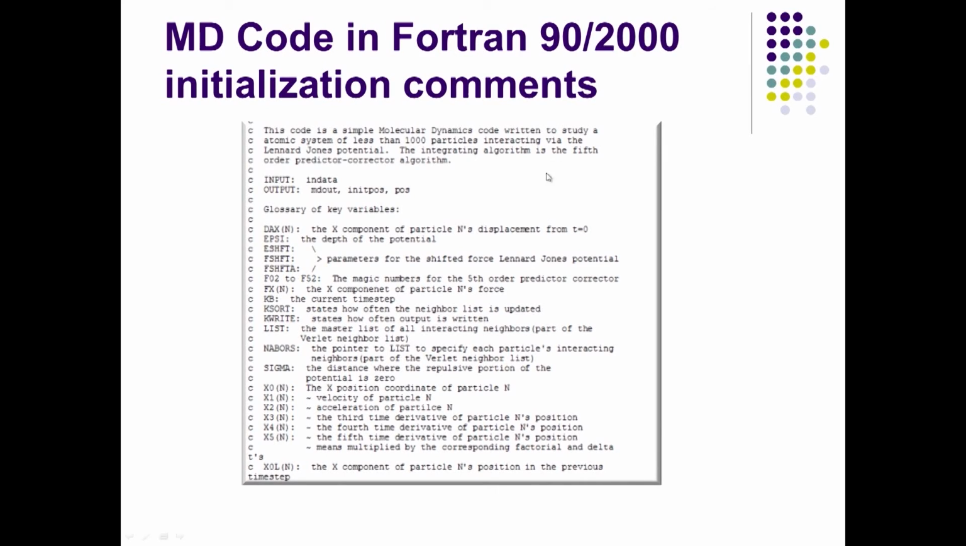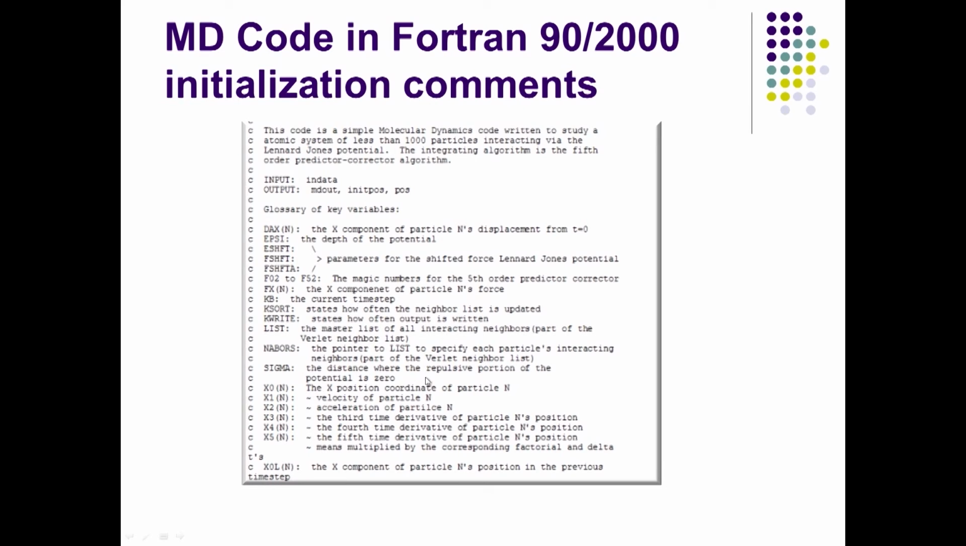So, this will be an MD code which is written in Fortran 90, with initialization comments. This will give you all the idea what different things are. Neighbors, you all start with dAx, x component of the particle n displacement, t is 0. Now, you have epsilon, depth of the potential. You also have kb, current time step, k sort after the time that you sort, k write is the time step at which you write into your file, so that you can look at that. List is the neighbor list, and master list of all interacting neighbors, and then n neighbor is the list that you update every time step.